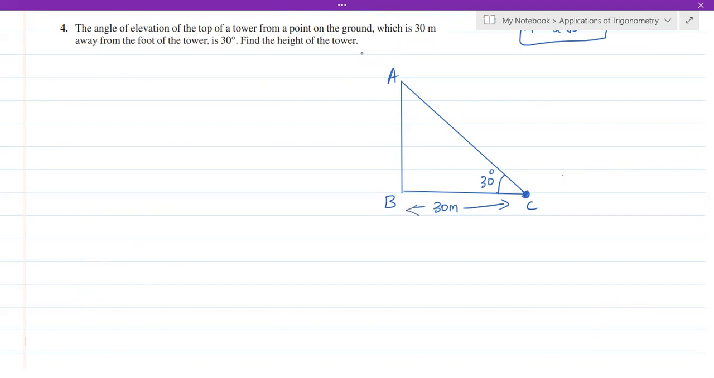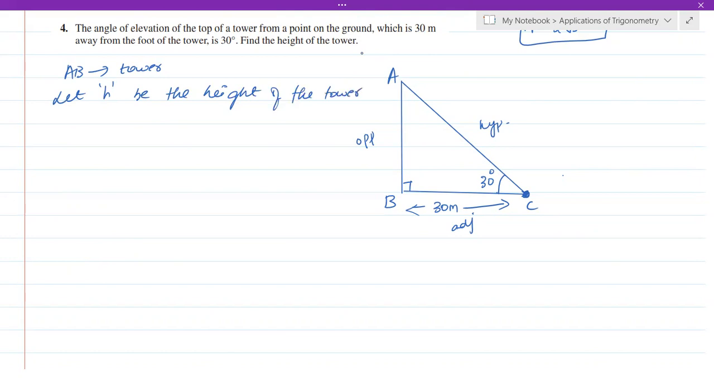Foot of the tower in the sense B is the foot of the tower, the base. From this point B to C, the distance is 30 meter. From there, we are watching the top of the tower. So the angle of elevation is found to be 30 degrees. What we have to find is the height of the tower, that is the value of AB. From the figure, this becomes opposite and this becomes adjacent, and opposite to 90 degrees is hypotenuse. So here AB is the tower, isn't it? So we have to find the height of the tower. Let H be the height of the tower.